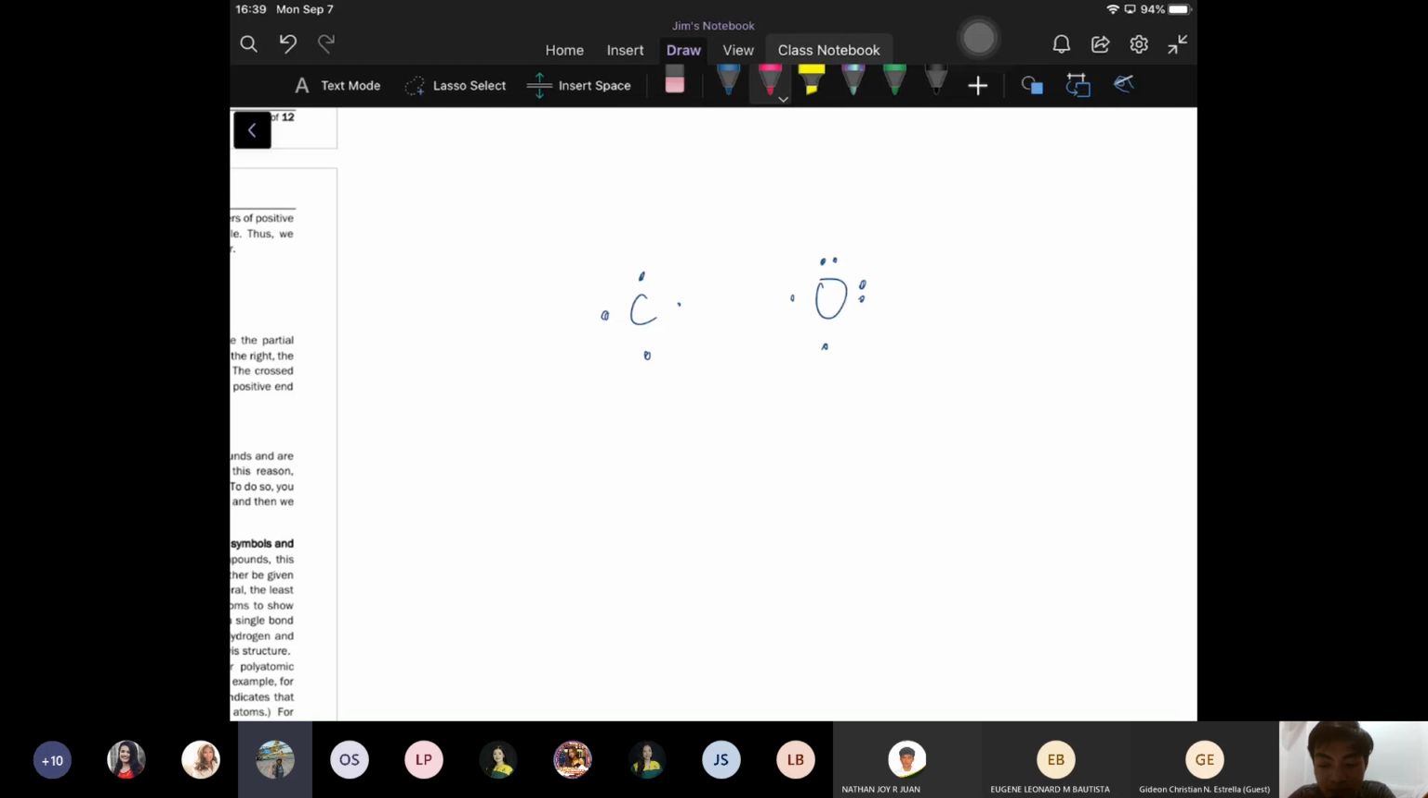Ano yung idea, no? When we have pairs of electrons, we call that the lone pairs, diba? And yung mga single electrons, they are used in chemical bondings, no? So, yun yung idea. But this time, our approach would be different, no? What do I mean by that, no?